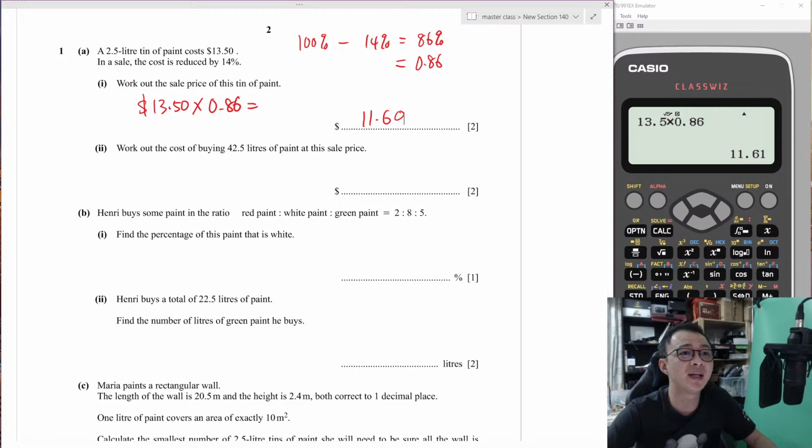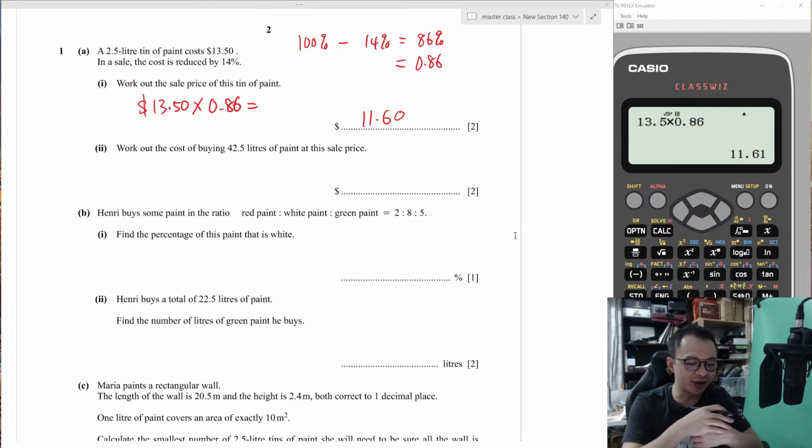I believe a lot of students just try to find out what the 14% is, and then from there they use the original price to minus that 14% in order to get 11.6. But I think by doing this one, you can get the answer slightly faster. It should be quite easy to understand. If you don't understand, just let me know. If there's no problem, we will move on to the next one.